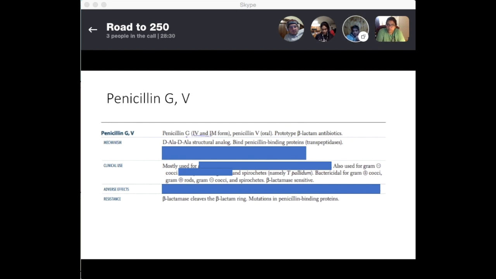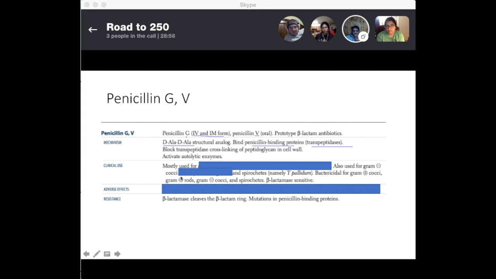Pen G is your IV or IM form, and Pen V is your oral type. They both have structures that are D-Ala structural analogs, and they bind to penicillin binding proteins, which are transpeptidases. So what is the mechanism of penicillins? It blocks the transpeptidase cross-linking of the peptidoglycan in the cell wall.